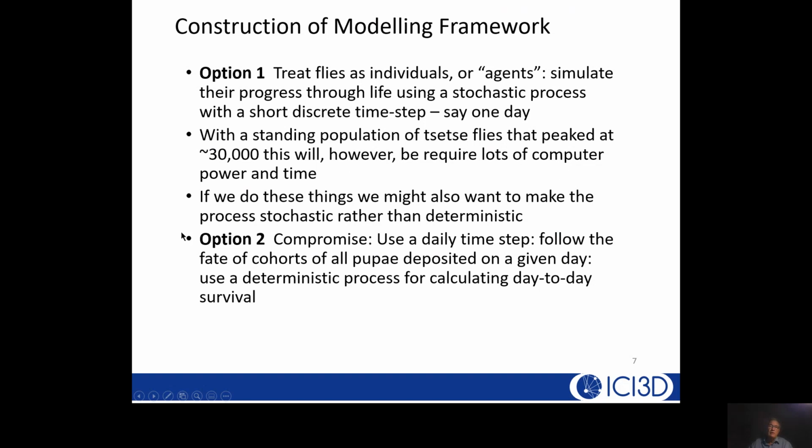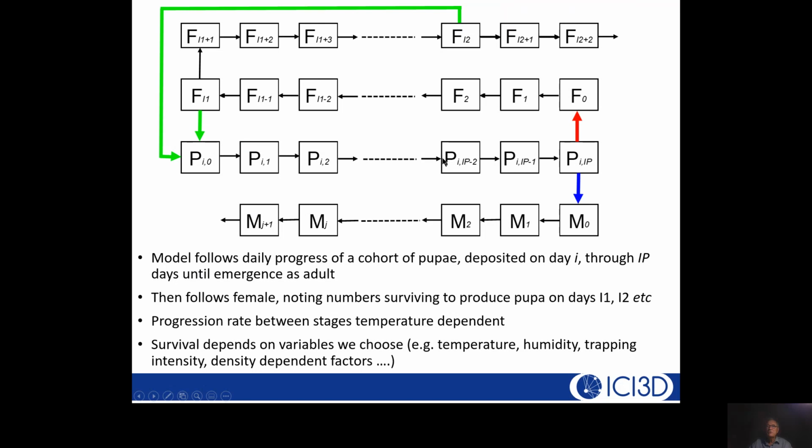So we actually went for a second option because we didn't want to use that amount of time, where we do use a daily time step, but instead of following individual flies, we follow the fate of a cohort of all pupae deposited on a given day, and we just follow that cohort using a deterministic process for calculating day-to-day survival. So this is the kind of thing that it looks like. We start with pupae, and a pupa hatches, and it either gives rise to a female or a male. Males not terribly interesting, I'm afraid. We're not terribly interesting compared to the females. We don't produce anything. Of course, we mate with the females, but it's the females that are doing the producing.